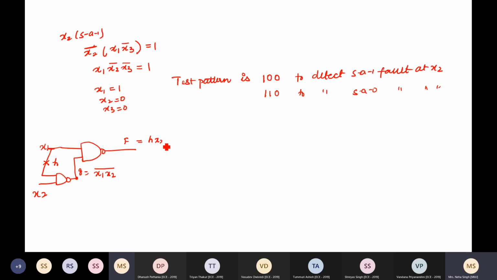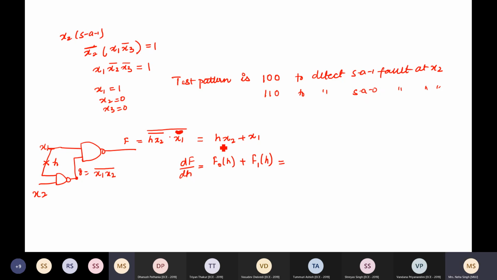F is H x2 का bar into x1 bar. So this will be H इस पूरे का bar. This will be hx2 plus x1. So df over dh equal to f for h equal to 0, for f h equal to 1.